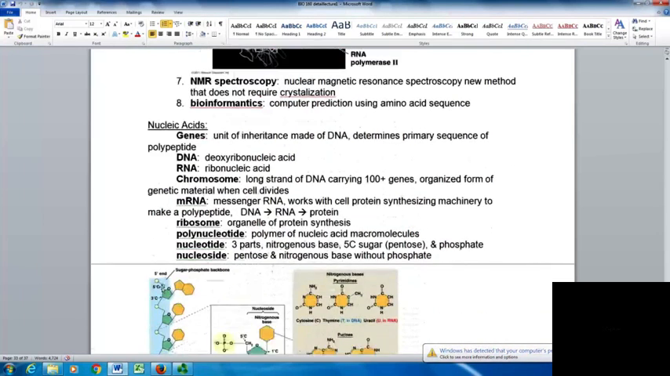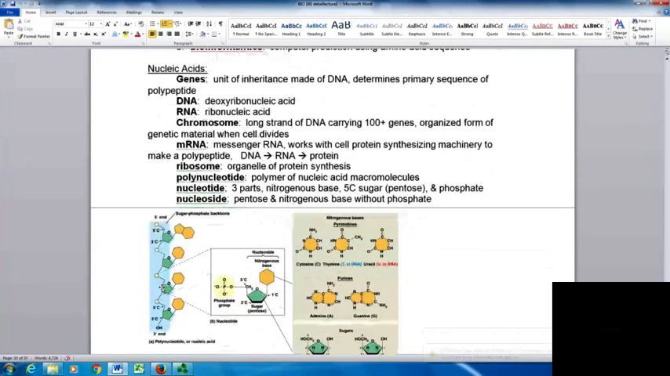So the final group is the nucleic acids. This is where you start to look at the genetic information. So your genes, these are the units of inheritance. They're made up of DNA. The primary sequence of a polypeptide is determined by the DNA. DNA is deoxyribonucleic acid. RNA is ribonucleic acid. There's going to be an extra oxygen on RNA that is not on DNA.